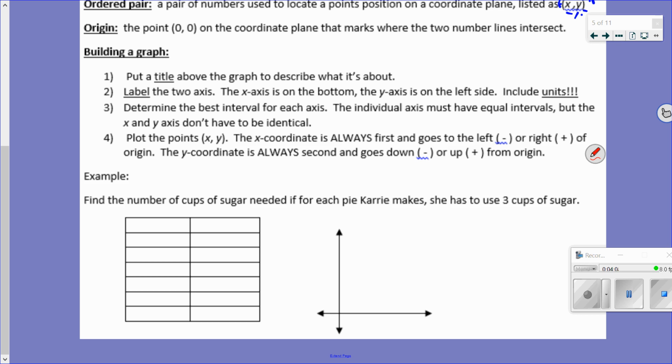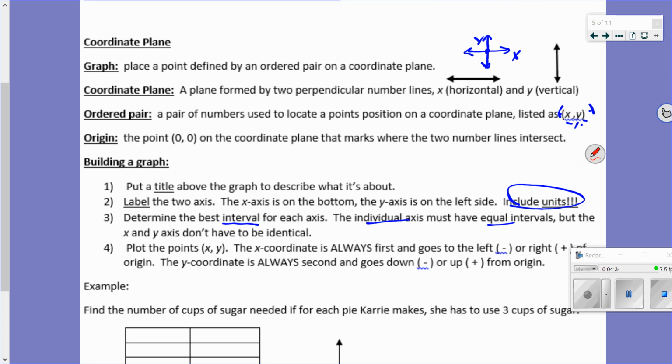Then I'm going to label my two axes. I need to include units where possible. Okay? The x-axis is on the bottom, the y-axis on the left side. Next, I'm going to determine my interval for each axis. Little side note: each individual axis has equal intervals, but the x and y don't have to be identical. So in other words, if I go back up here to the one I showed you, I could do my x and go by tens, 10, 20. Then I can do my y's and go by hundreds, 100, 200. That's okay.